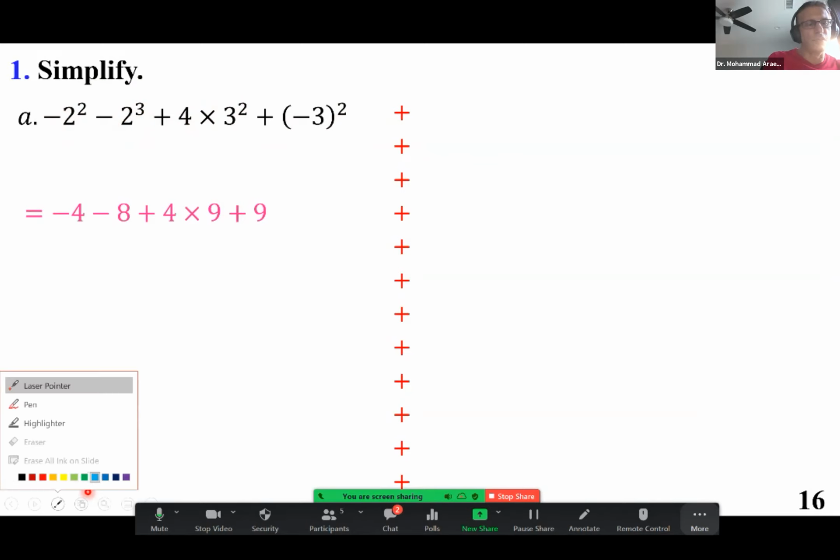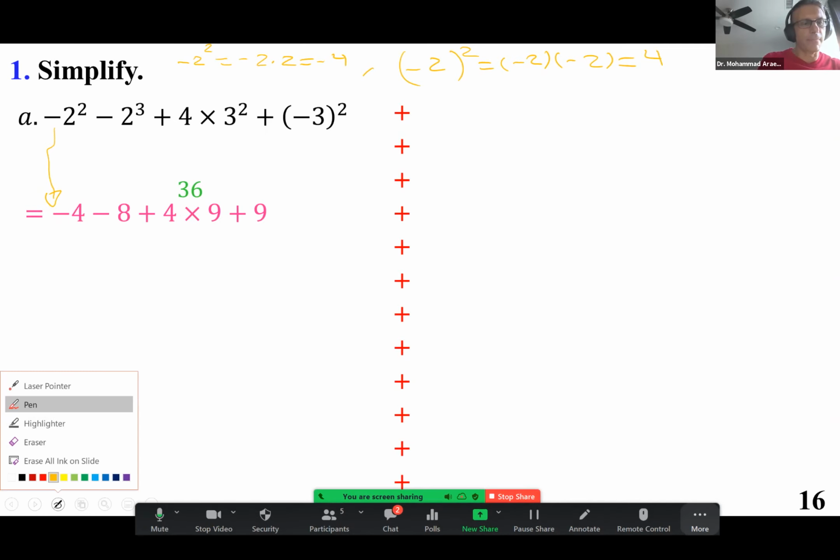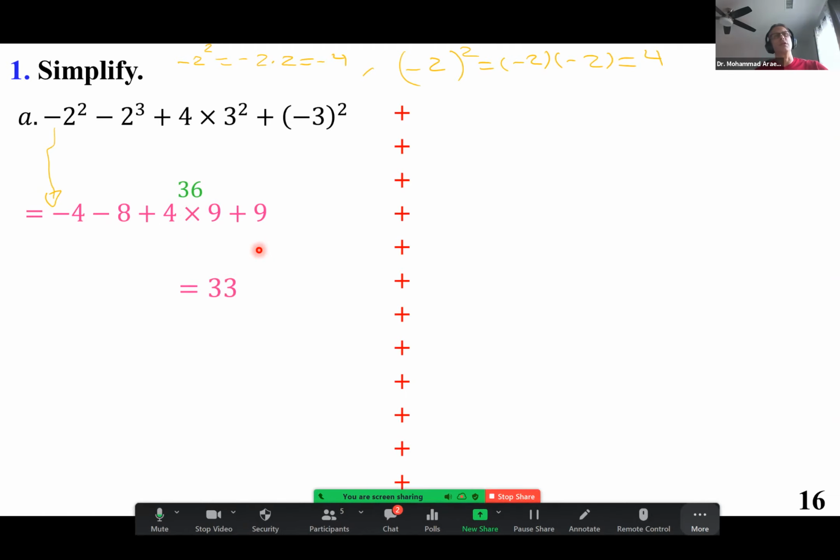So I'm going to write the following. Minus 2 squared is minus 2 times 2, which is minus 4. However, minus 2 quantity squared is minus 2 times minus 2, which is positive 4. So please understand this negative remains because of the order of operations. 4 times 9 is 36. And so minus 4 minus 8 plus 36 plus 9, they add up to 33.